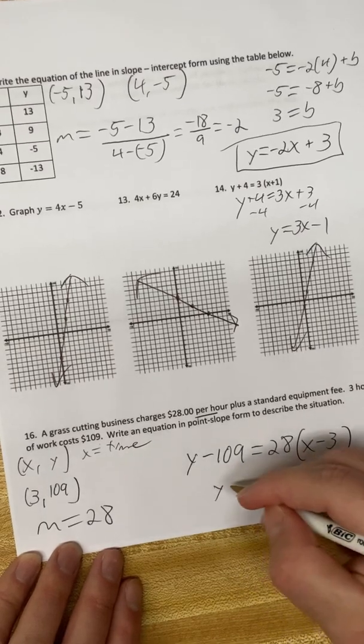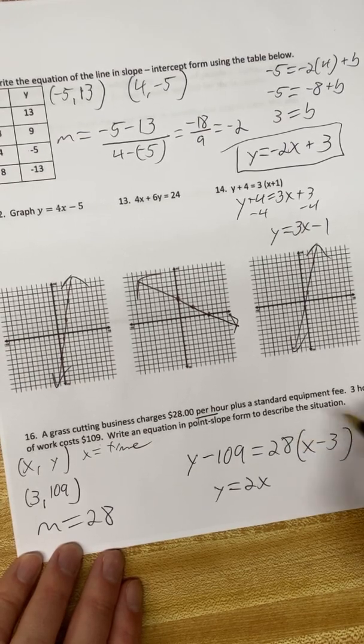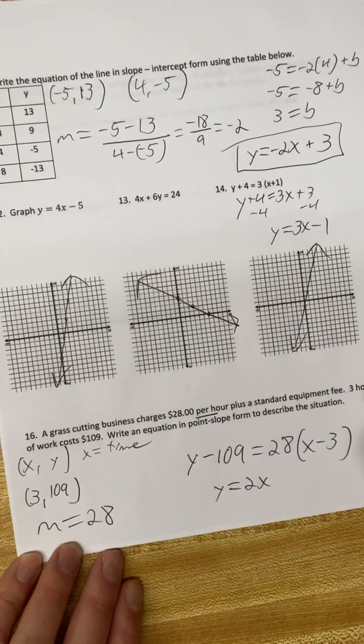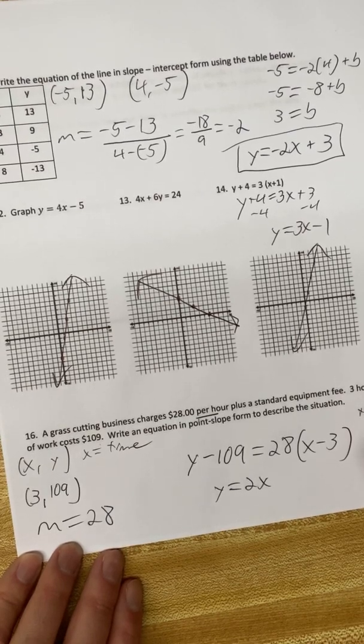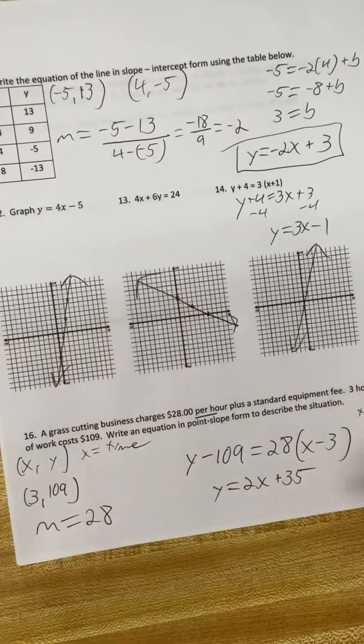If you want to get this in slope-intercept form, it'll be y equals 28x. 3 times 28 is 84. So we have negative 84 plus 109. 25. So y equals 28x plus 25.